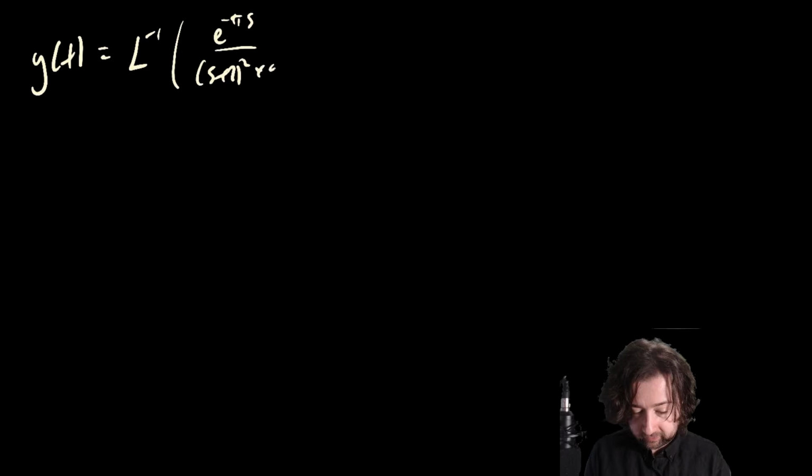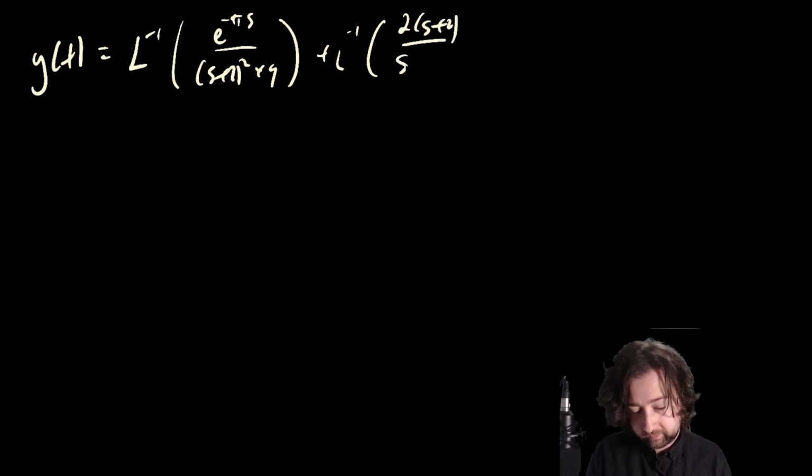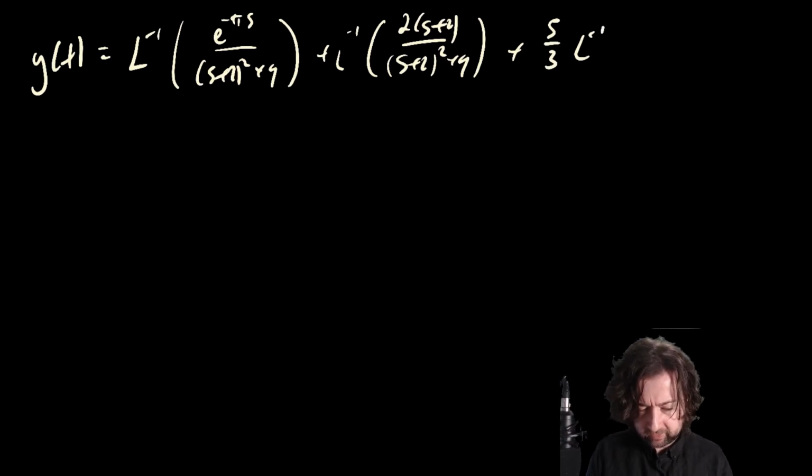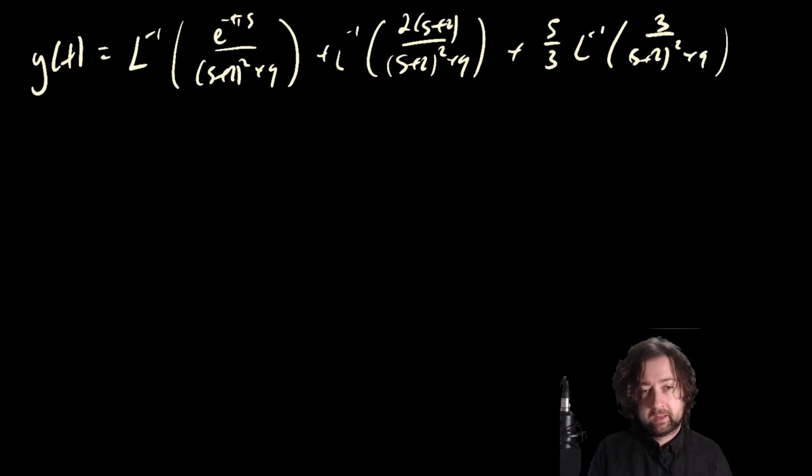Y of t is equal to the inverse Laplace transform of e to the minus pi s over (s plus 2) squared plus 9, plus the inverse Laplace transform of 2 times (s plus 2) over (s plus 2) squared plus 9, plus 5/3 times the inverse Laplace transform of 3 over (s plus 2) squared plus 9. And now I've got shifting theorems to deal with, right? I've got this exponential that's got an s in it, and I've got s plus 2's running all over the place. So both shifting theorems are actually going to be used in undoing these Laplace transforms.